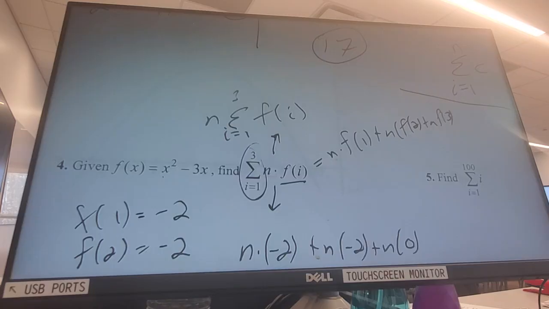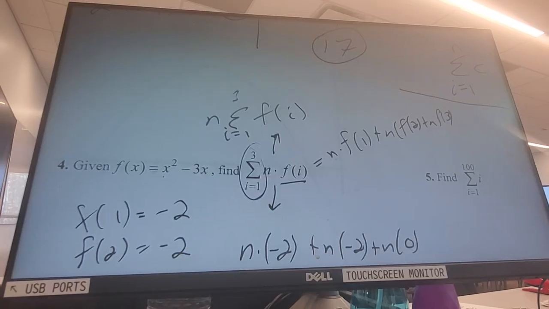The hardest problem on here is number 5, unless you know the trick. And then it's easy, but I don't know if anybody knows the trick. What would you have to do for number 5 directly? 1 plus 2 plus 3 plus 4 plus 5 plus 6 plus 5 plus 6. Oh God.